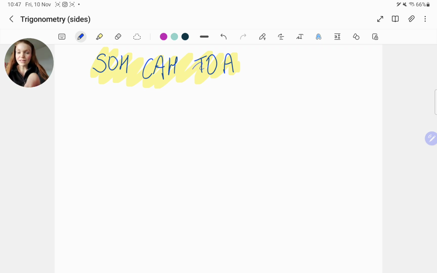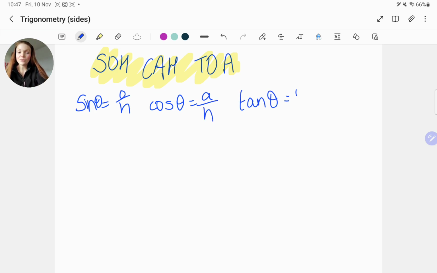So we have SOH, so this is sine equals O over H, and we could be very professional and say sine theta, because remember I said trigonometry always involves an angle. We have cosine or cos theta equals A over H. And then we have tan theta equals O over A. Okay, so sine, S, opposite, hypotenuse. Cosine or cos theta is the adjacent, hypotenuse. Okay, so you see how the little rhyme works.